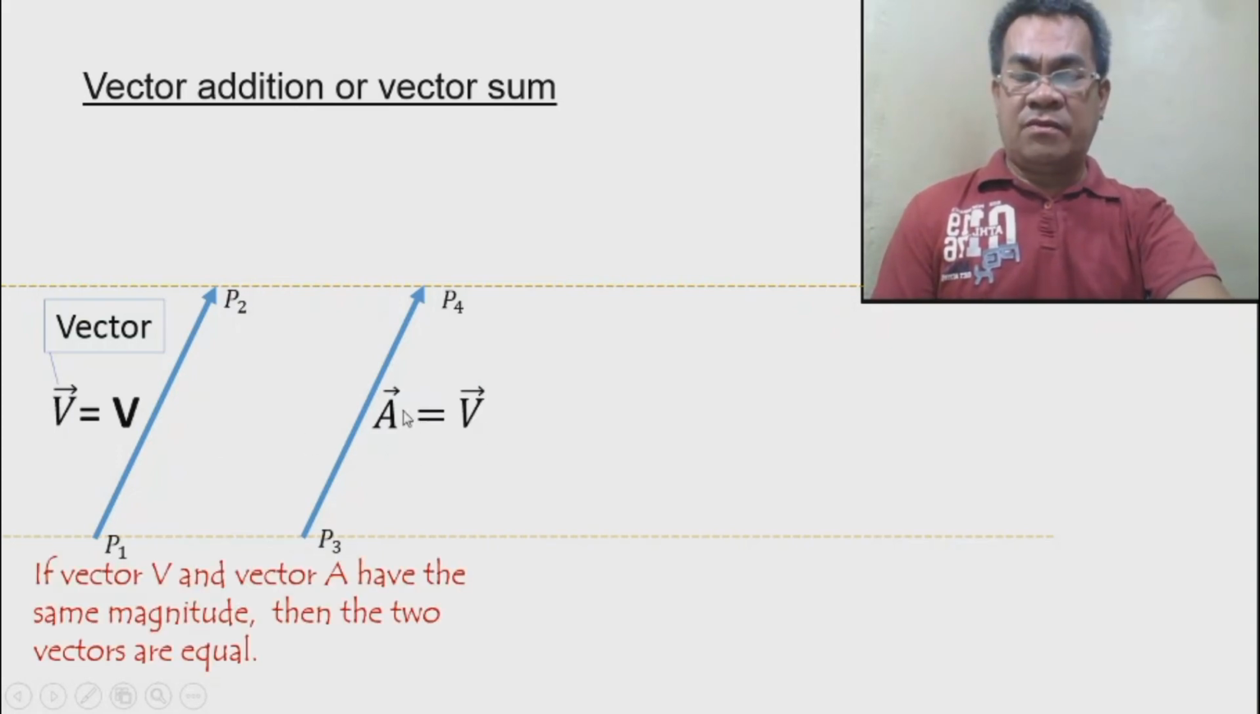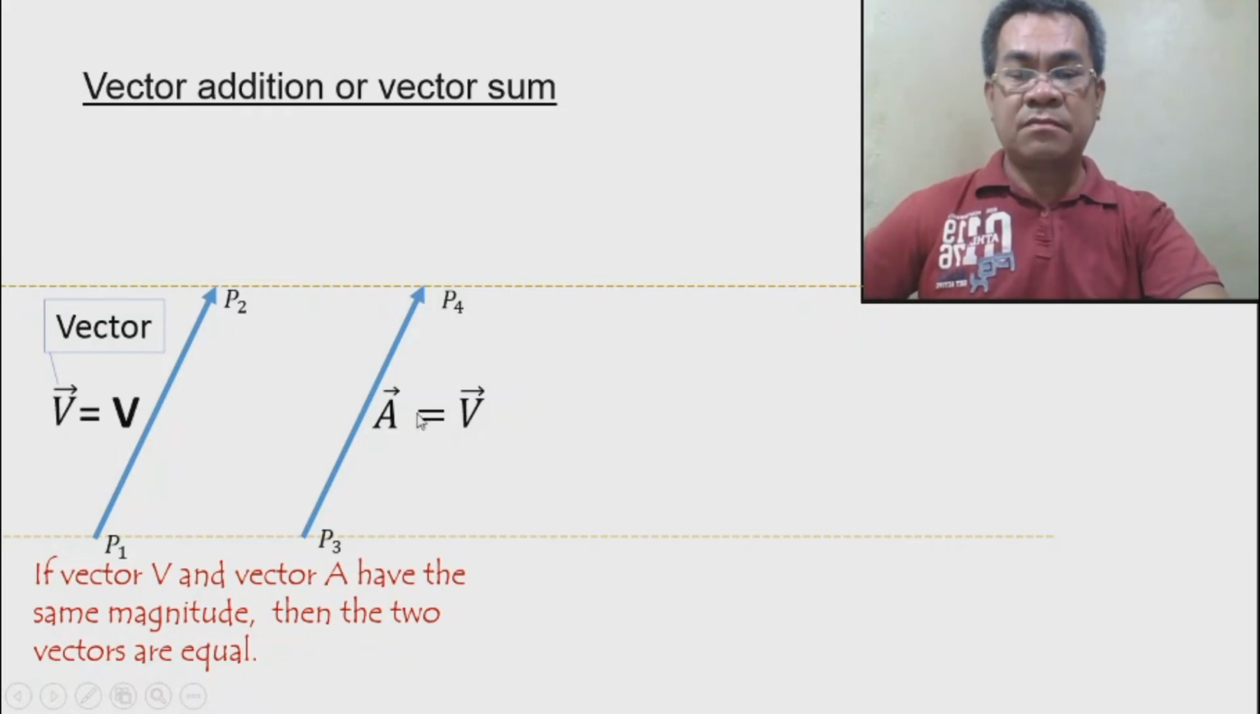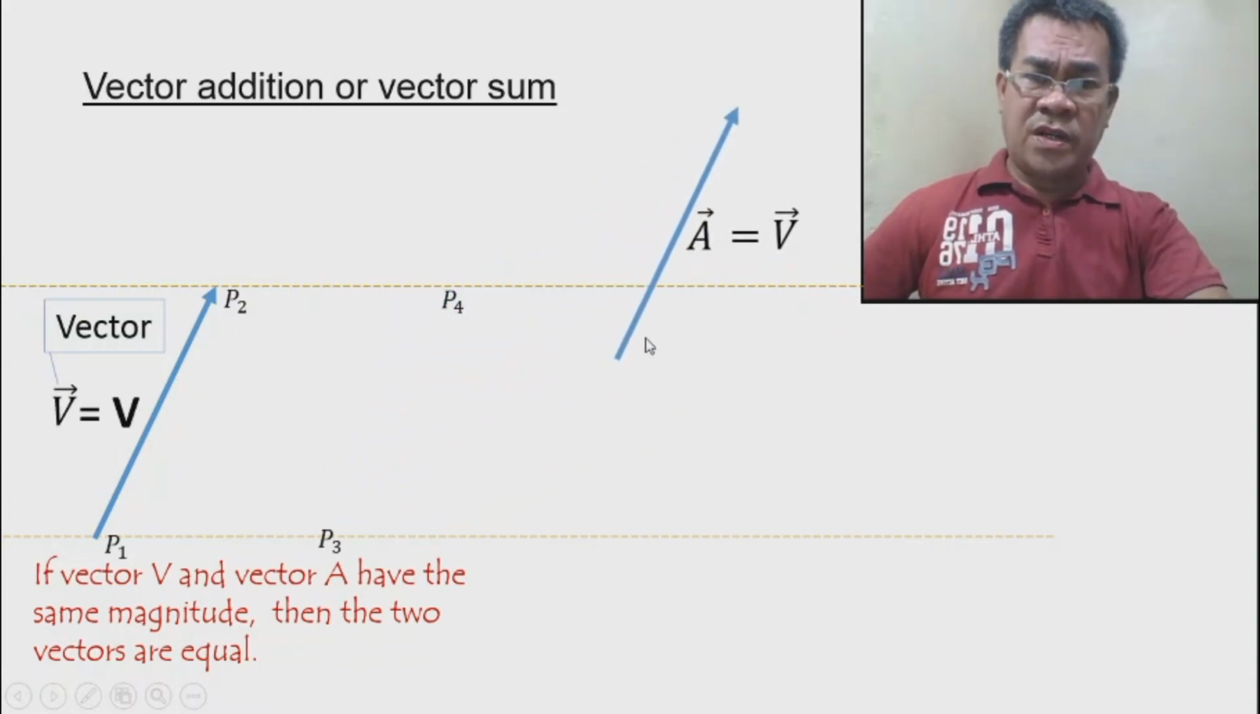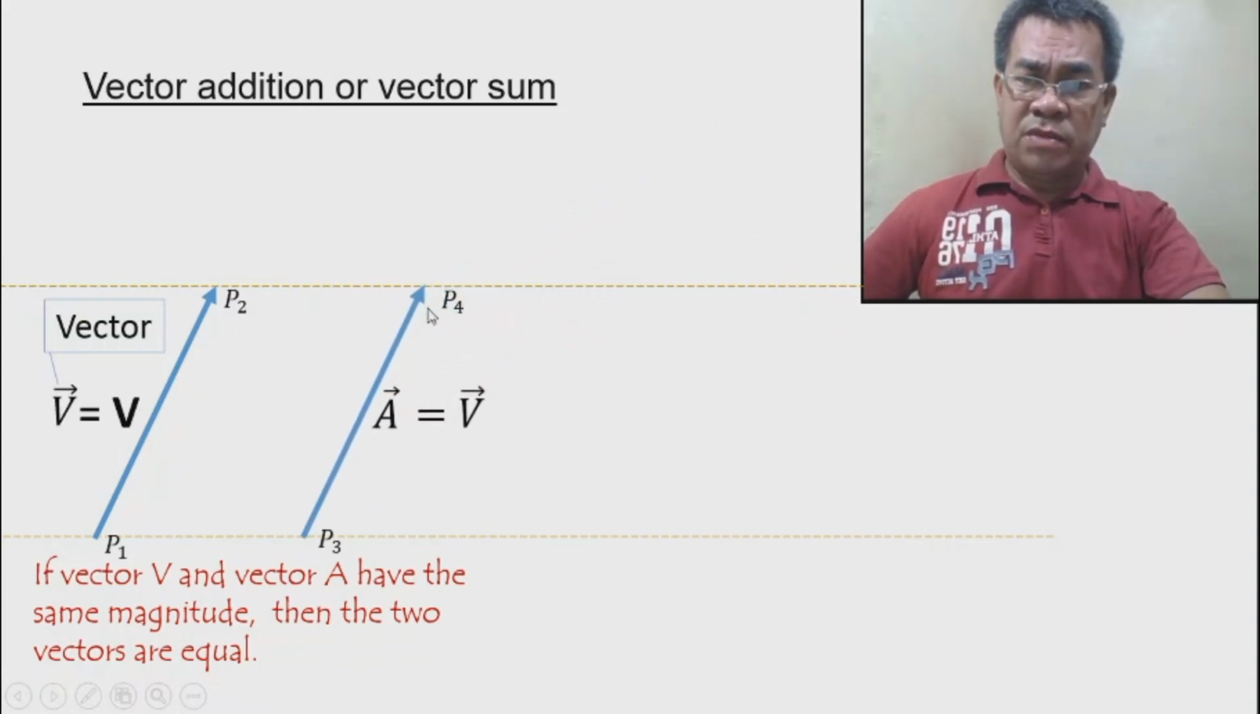So we can say that vector A is equal to vector B in that case. If vector B and vector A have the same magnitude, then the two vectors are equal. So in that case, you can move this anywhere as long as you maintain the magnitude and its direction. They are equal.